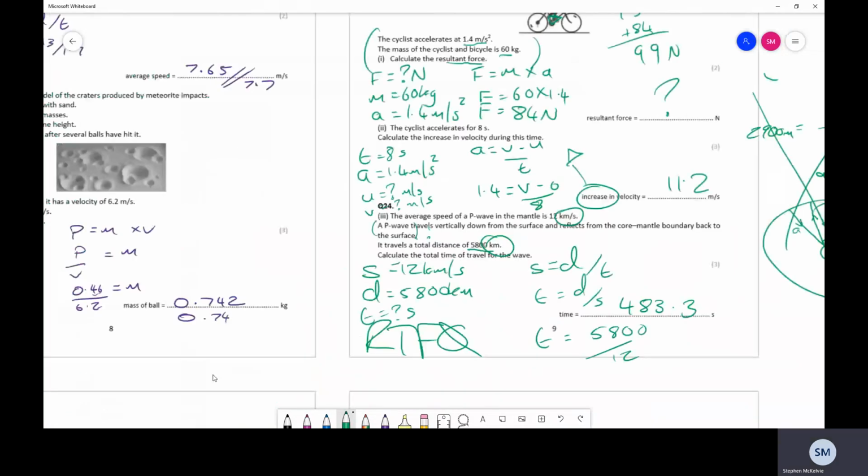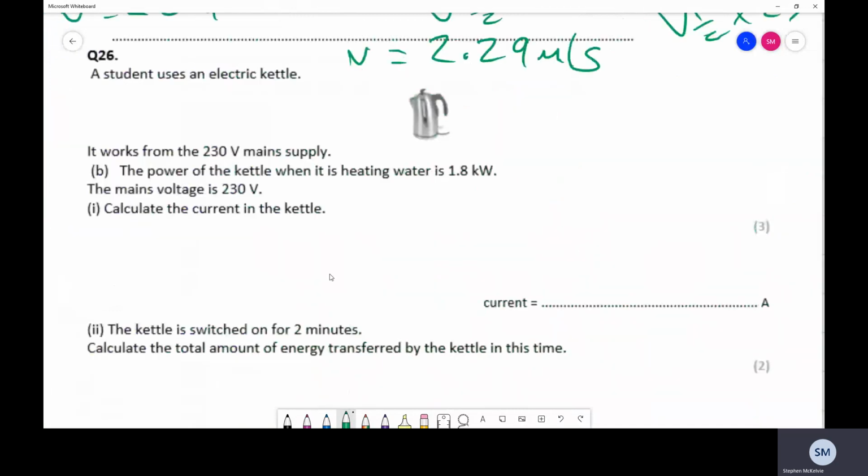Okay, go down. Kettle. Oh, I love a cup of tea. A student uses an electric kettle. It works from the 230 volt mains supply. Remember, if you lick the mains, your tooth will hurty. Tooth hurty. This is a number you need to remember.